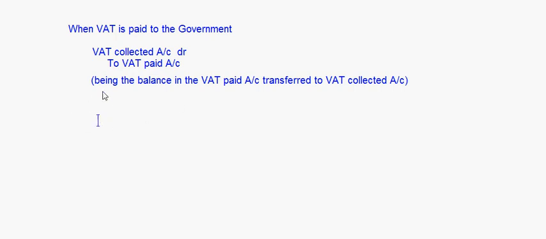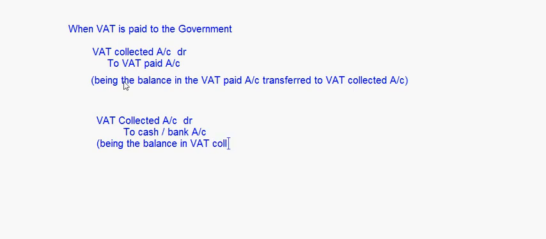First of all, we will transfer this. VAT paid account is transferred to the VAT collected account, and then we will write VAT collected account debit, that is whatever is the balance in that, that will be paid to the government, deposited with the government. So then you will put this entry, right? So here it is, being the balance in VAT collected account deposited in the government account.